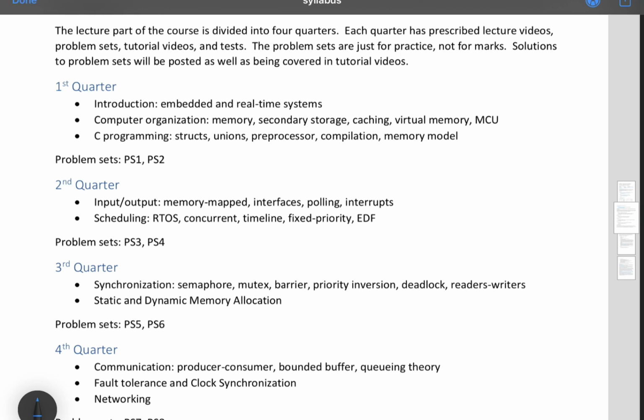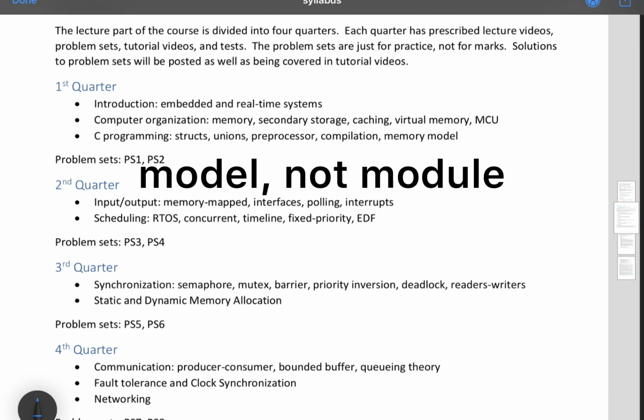And then there's a section on C programming. So I cover the stuff that you need to know for low-level systems programming, I/O devices and stuff like that. So structs, unions, how the preprocessor works, what happens when you're compiling multiple files, and the memory module.